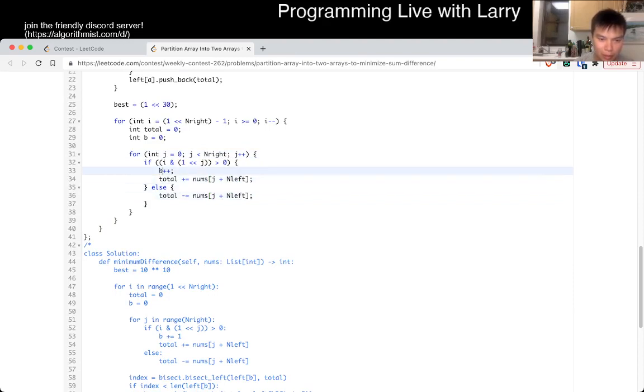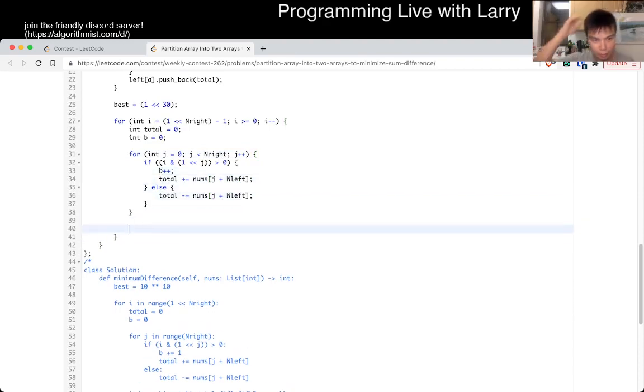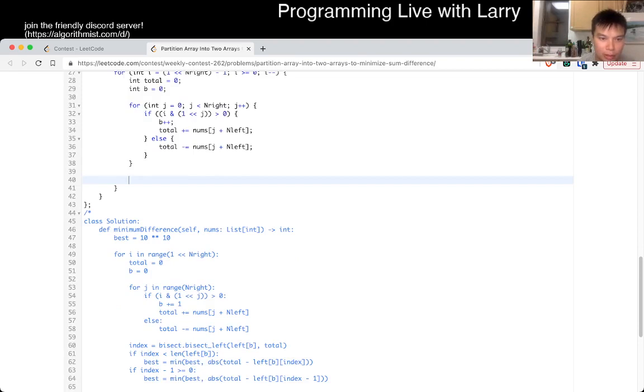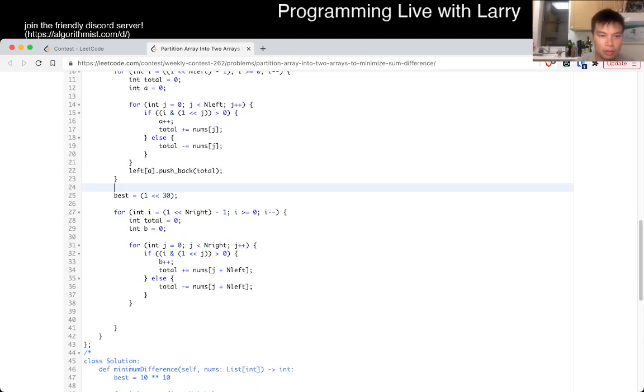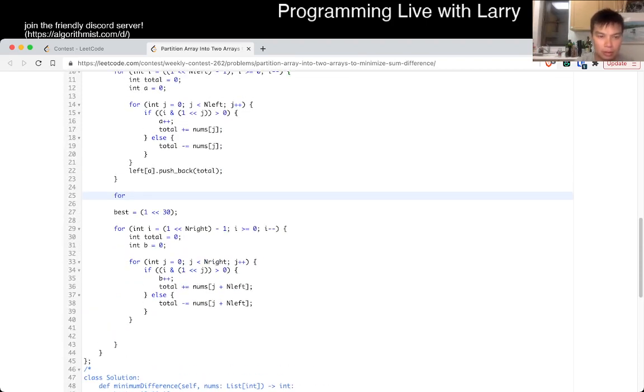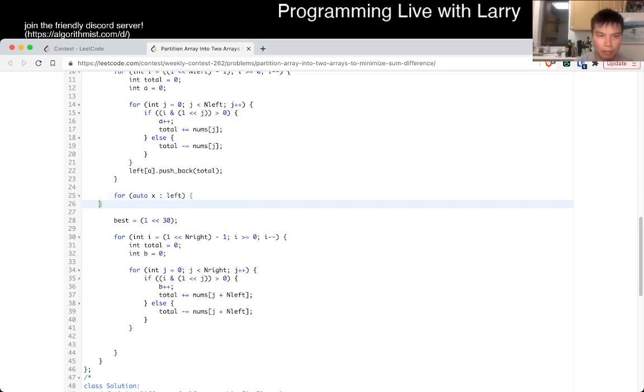I don't know why I use B, but oh, I have to sort the things. Sort the things, sort the things. I actually don't remember. It's been a while.